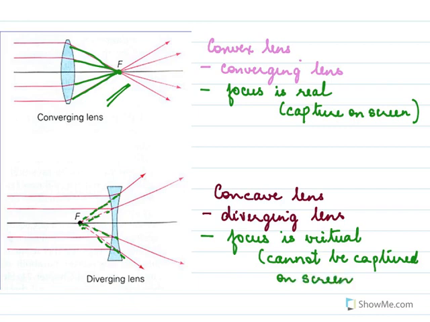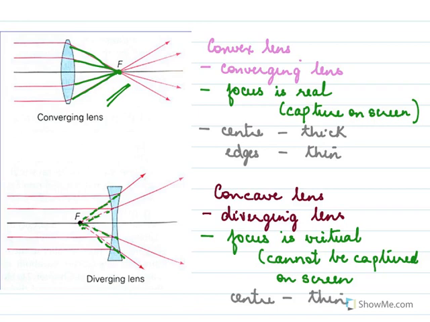And of course, the other difference, the structure. Here at the center, it is thick. At the edges, it is thin. But when we come to concave, at the center, it is thin, and at the edges, it is thick. There are many more differences between concave and convex, but this is what you learned till now.